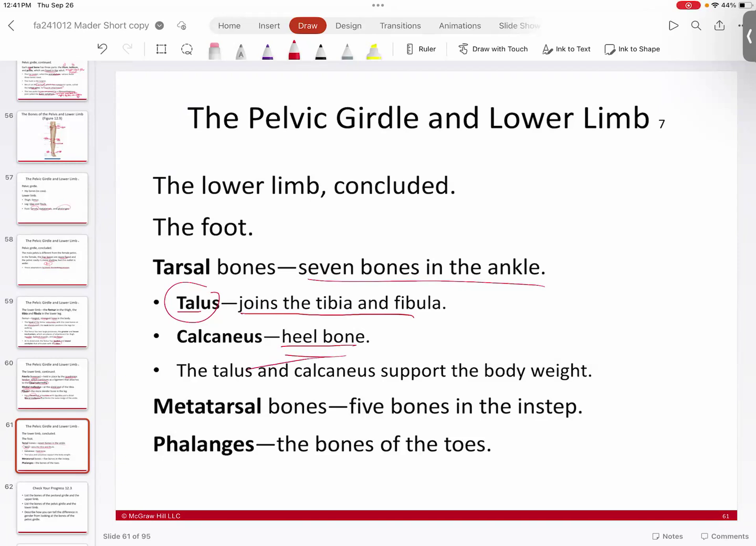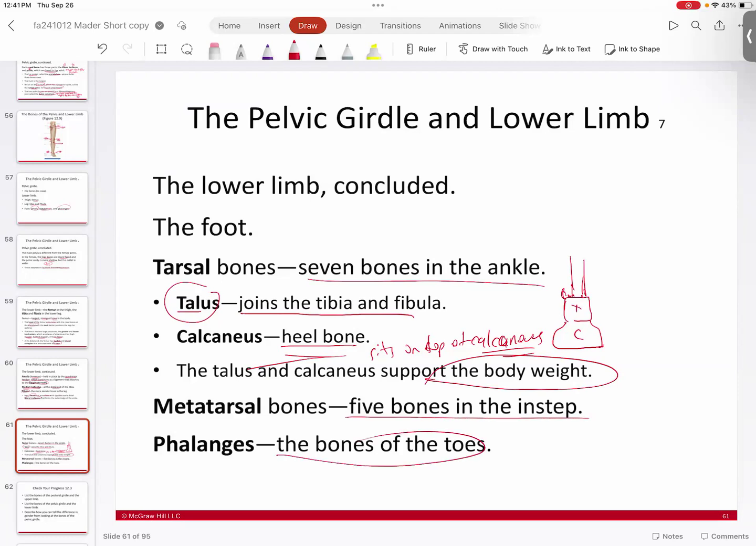So basically the talus, together these two, so you have your talus basically on top of your calcaneus, and then you have your fibula and your tibia resting right on top of that. So these basically will be supporting your body weight. So it's your talus and your calcaneus. Then the instep bones are your metatarsal bones. And then, of course, the bones of your toes are your phalanges.